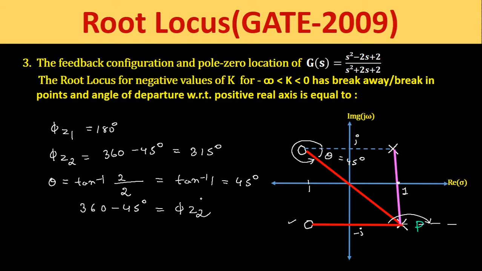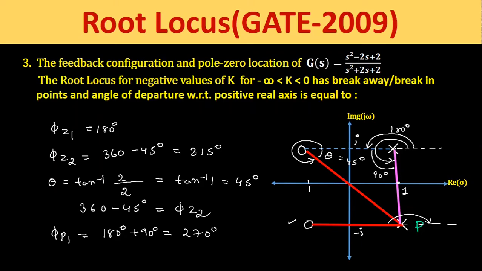Now we have to find the angle which the phasor from this pole is making with the positive x-axis, or positive real axis. So this is our positive real axis. Now we have to find this total angle. From here to here it is 180 degrees, and this angle is 90 degrees by inspection. So the angle which this pole is making, phi p1, is equal to 180 degrees plus 90 degrees. So the total angle will be equal to 270 degrees.